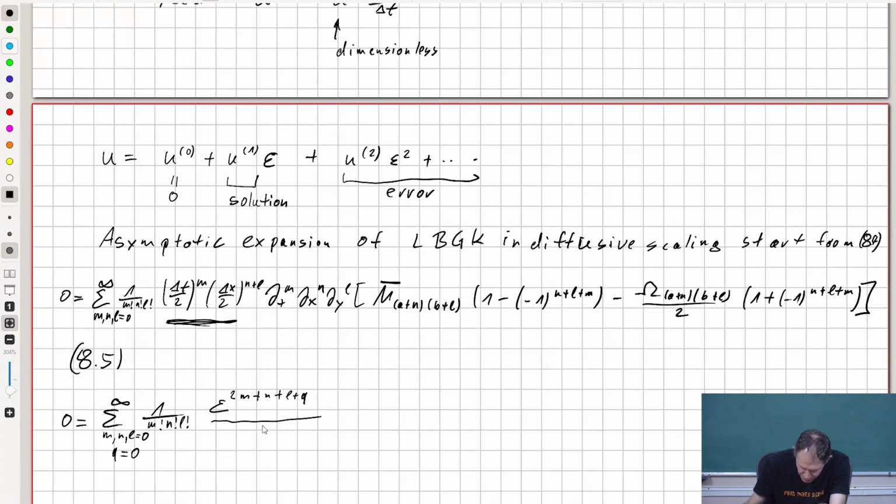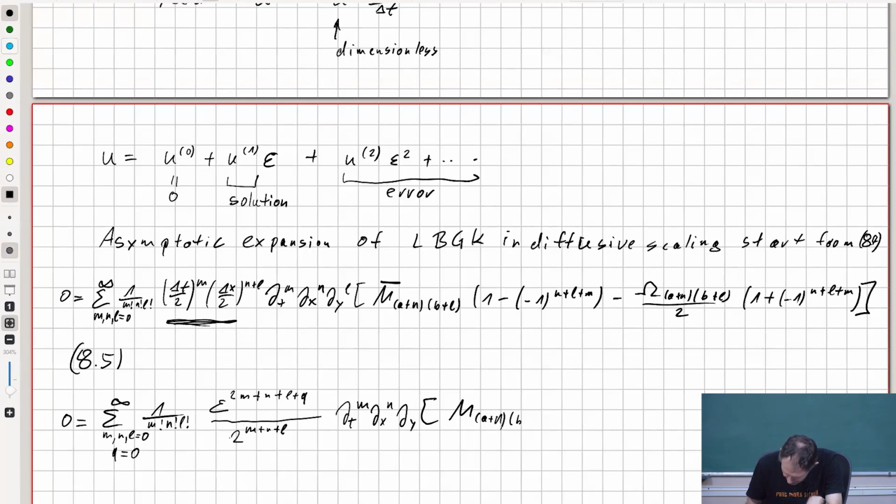So then we have to look at this part down here. This is 2 to the power of m plus n plus L. So note, this is not a mistake. Here's 2m plus n plus L, and down here we have m plus n plus L. So here's 2, here's no 2, right? That's not a mistake. Then the time derivatives, the spatial derivatives, and now here, this is the thing that has been missing so far.